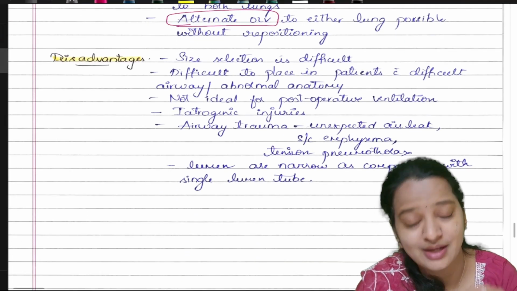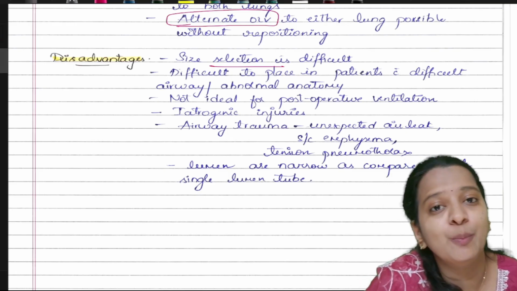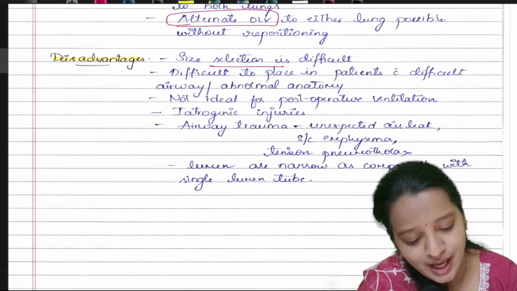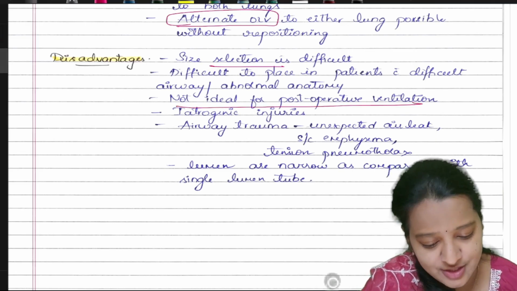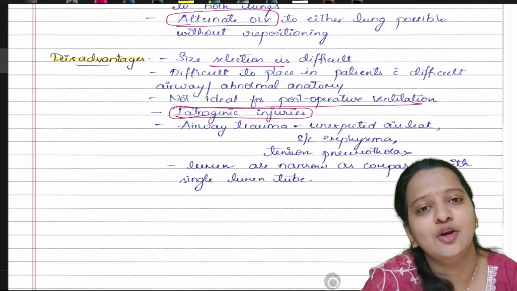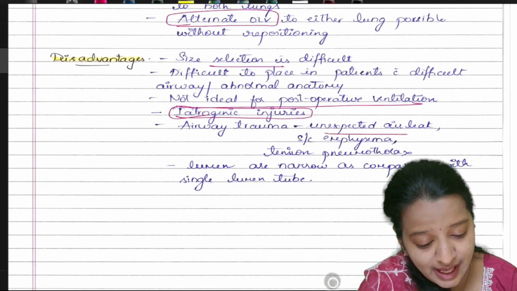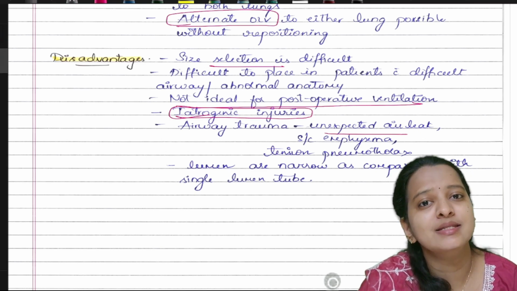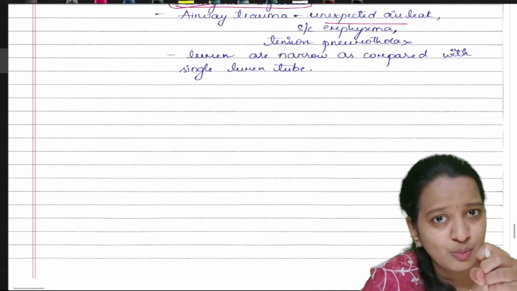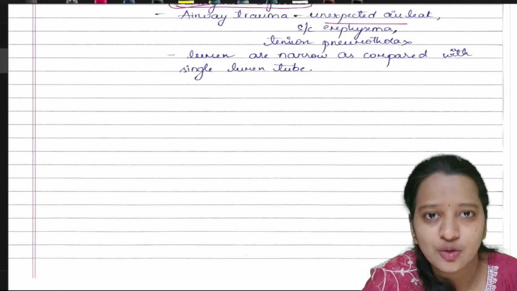But what are the disadvantages? Site selection is difficult, and it is difficult to place in a difficult airway situation. Okay. And it is not ideal for post-operative ventilation, as we have seen. And it may cause iatrogenic trauma, airway injuries, unexpected air leaks, and subcutaneous emphysema due to trauma. Okay. And these lumens are relatively smaller than the usual ET tubes that we use.